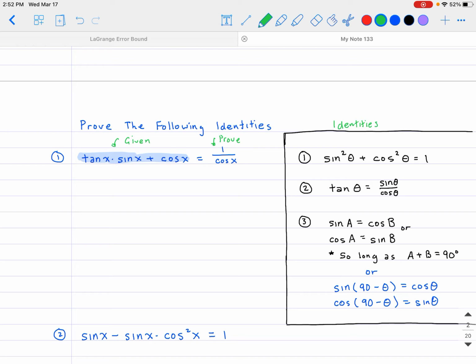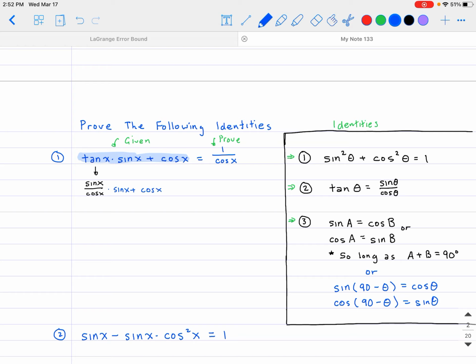On the left-hand side, I notice that I have tangent, sine, and cosine, and I want to change it to 1 over cosine. Looking at the identities that I know, which are over here on the right-hand side, which one can I use? I definitely see something useful, the second one, where tangent of theta is equal to sine of theta over cosine of theta. So let me do a replacement. Tangent of x, I'm going to write as sine of x over cosine of x. Then we still have all the other stuff: sine of x, and then plus cosine of x.